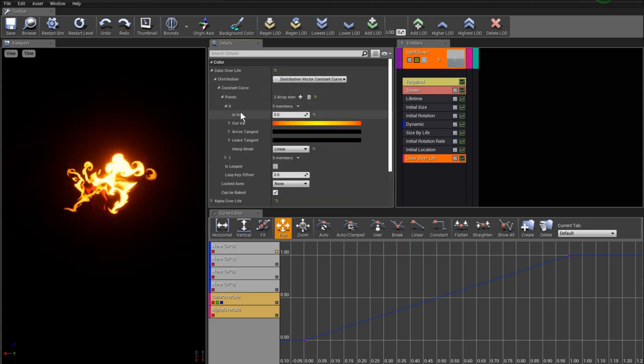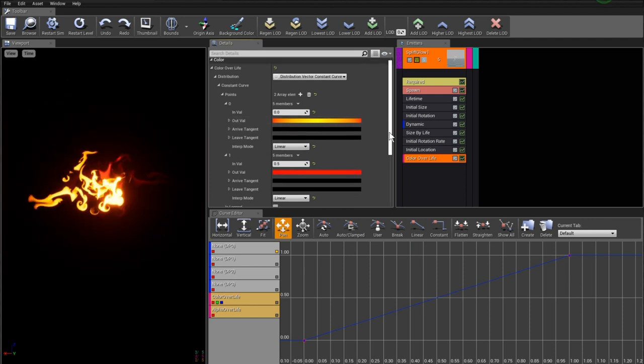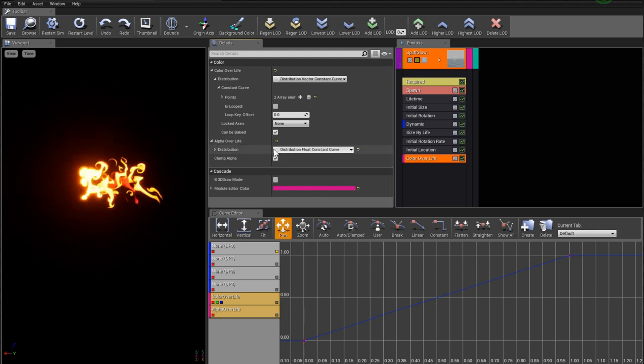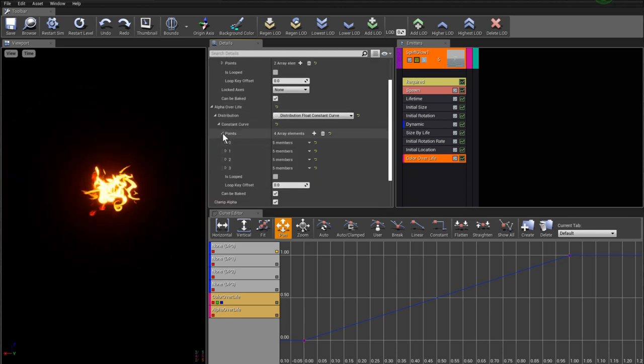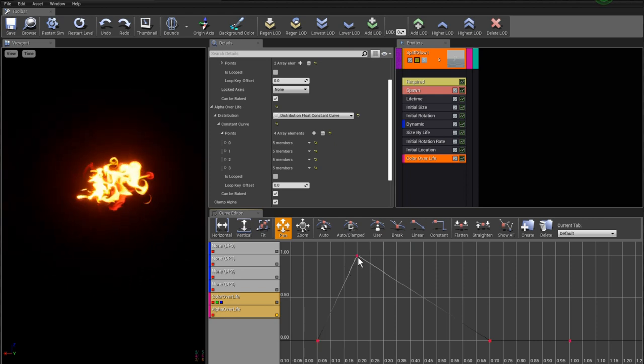The color starts with this bright yellowish strong emissive value and ends up with this normal red, and alpha over life is defined by three points, four actually. And let's have a look at how the graph looks. Well, yeah, it starts with zero, climbing to this value of one, and slowly fading out.